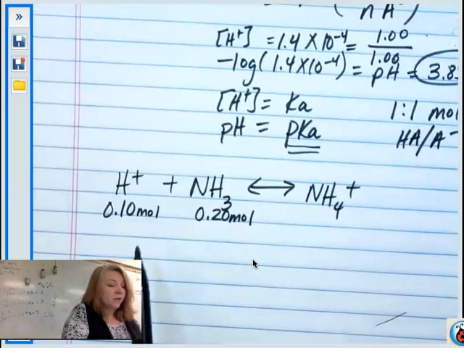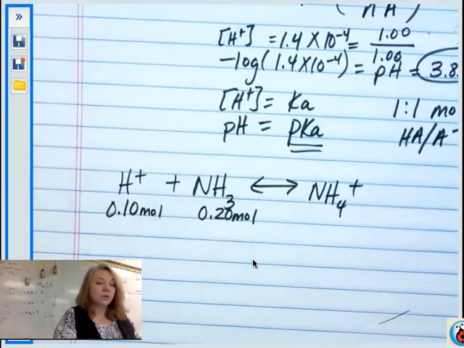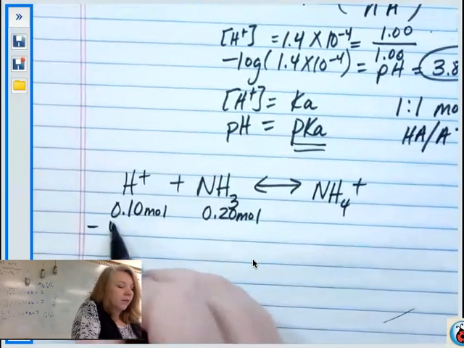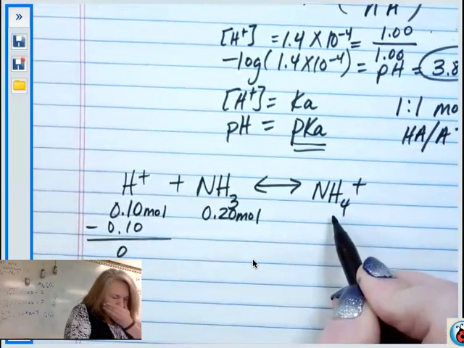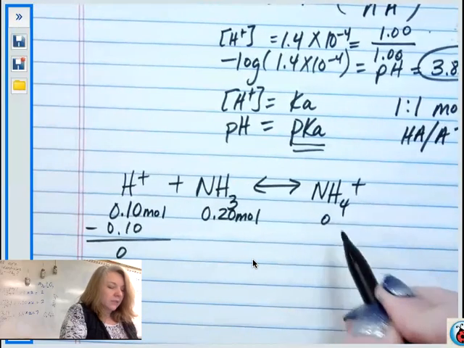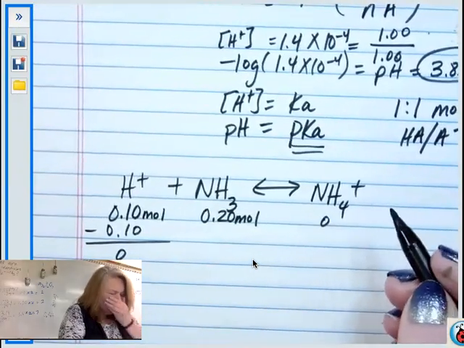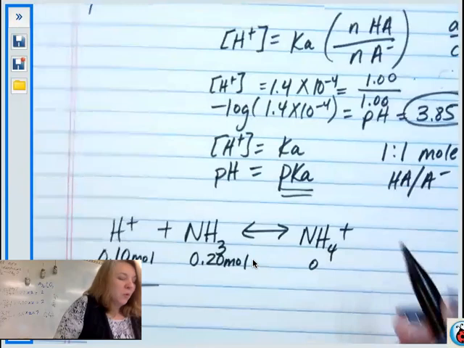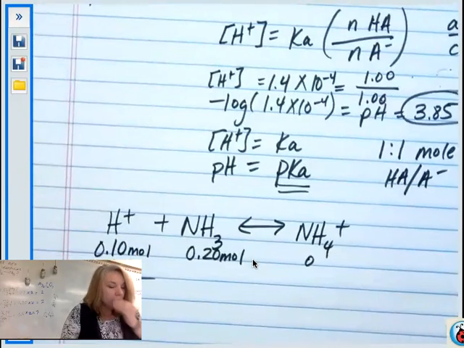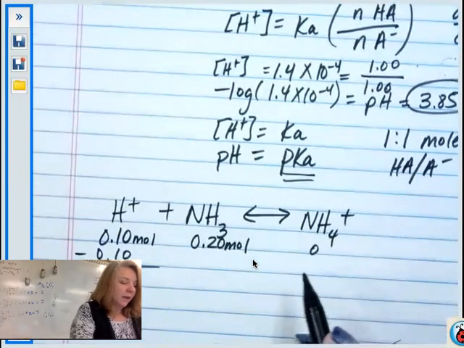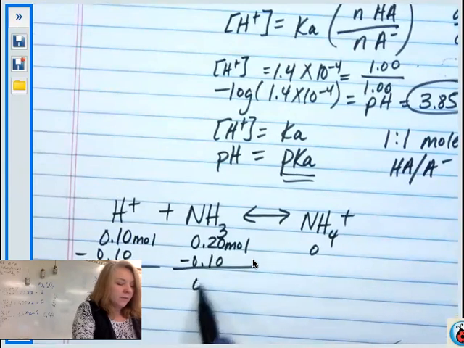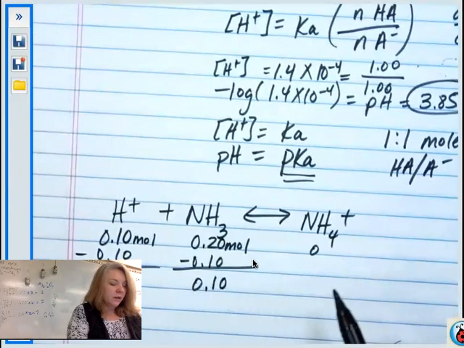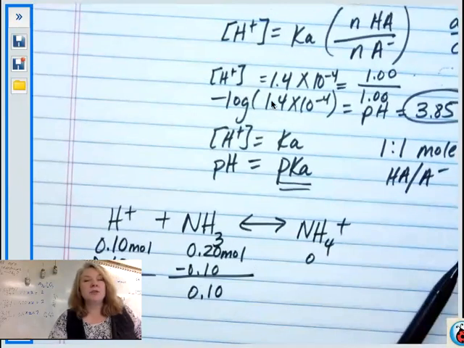Now, notice that your amount of hydrogen ions is 1/2 the amount of NH3. So you're going to use up all of this. This is all gone, okay? Initially, we'll start out with 0 of the NH4. And we're going to subtract 0.1 moles of this. So we'll have 0.1 moles of the NH3 left.